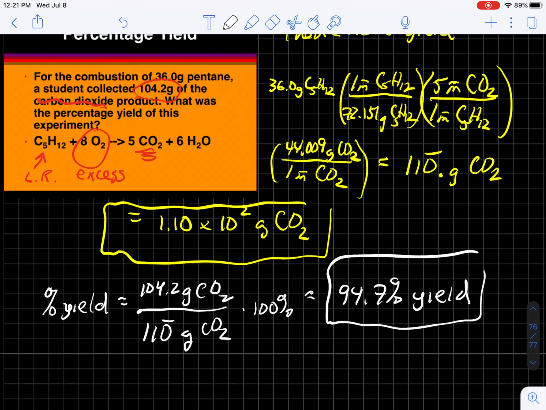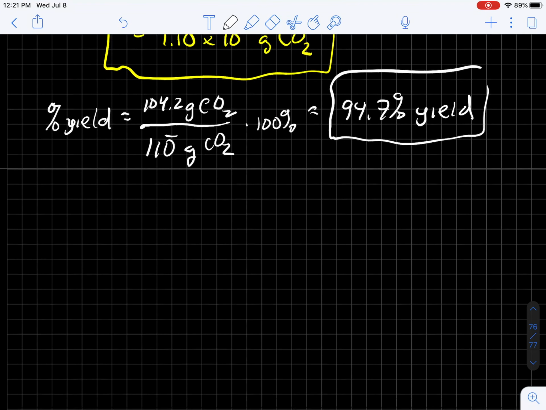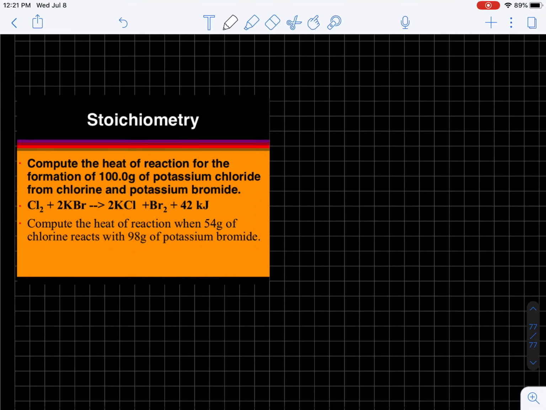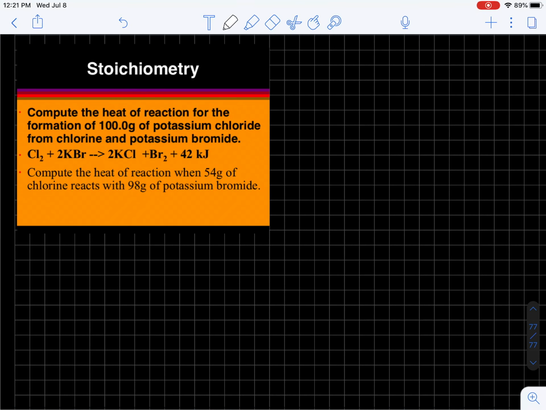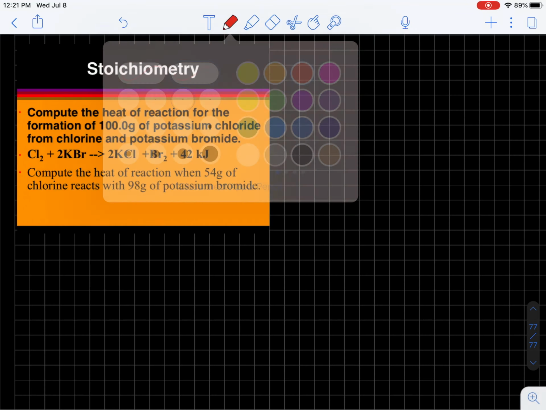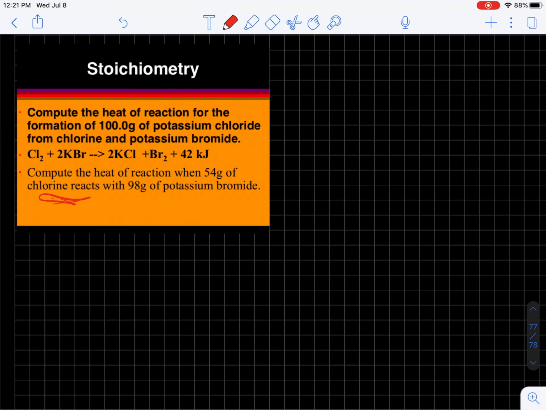All right. So now your question is, can you have percent yield and limiting reagent in the same problem? Well, my friends, I'm glad you asked, because yes, you can. Here's a problem, and we're just going to do the second part here.